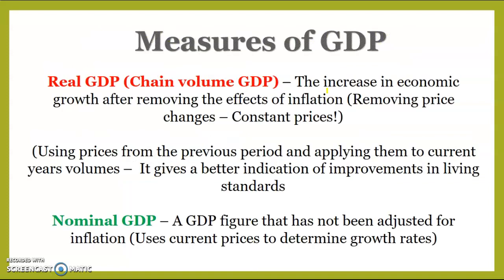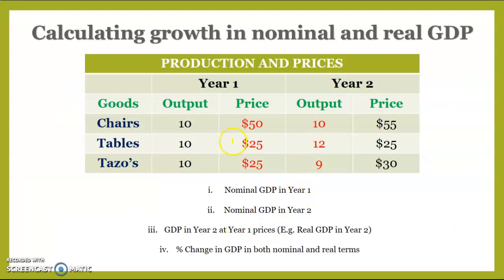Real GDP and nominal GDP. Real GDP measures an increase in the value of production after we remove the effects of inflation. Nominal GDP uses current prices, so it's before you remove the effects of inflation. If we look at what we did in class, nominal GDP is calculated by just multiplying price times output in each year. So in year one, it'd be 10 times 50 plus 10 times 25 plus 10 times 25, so it'd be 1,000. And in year two, it would be 10 times 55 plus 12 times 25 plus 9 times 30, which I think worked out to be 1,120.